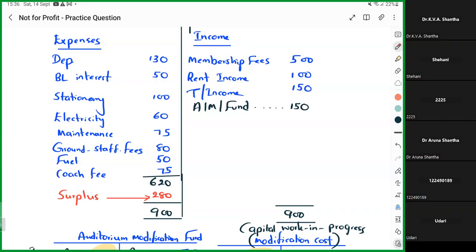If expenses are higher than income, in businesses we call it loss. But here we call it deficit. So surplus and deficit. Here surplus is 280. Any questions? Any question from the statement of income?